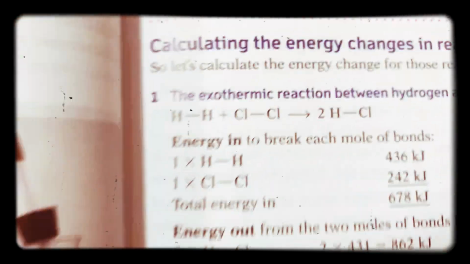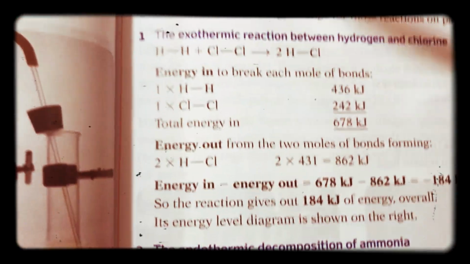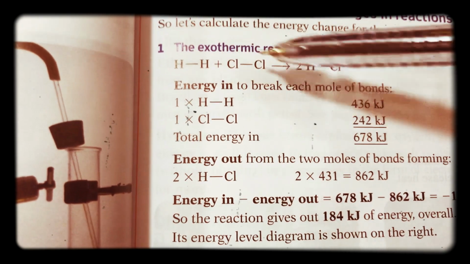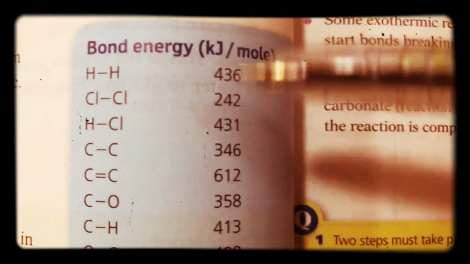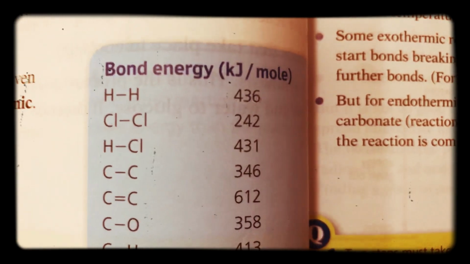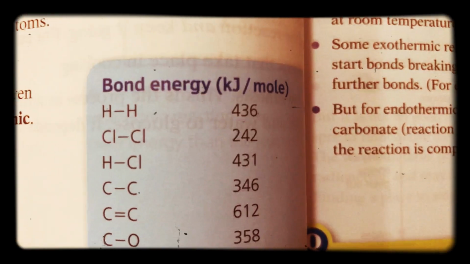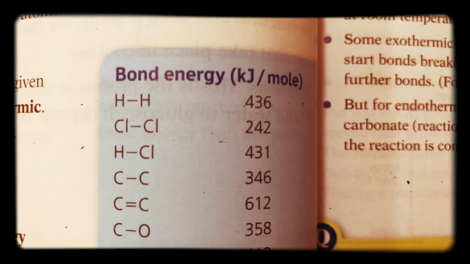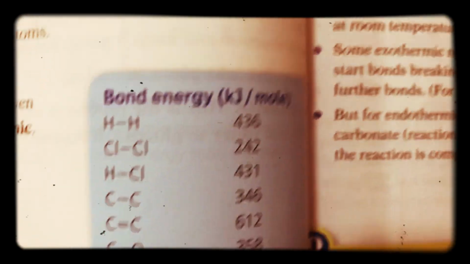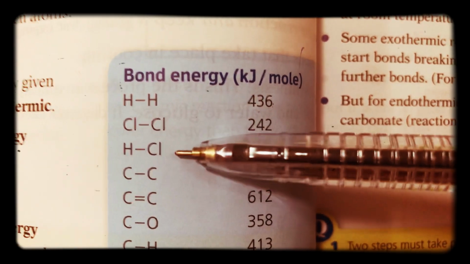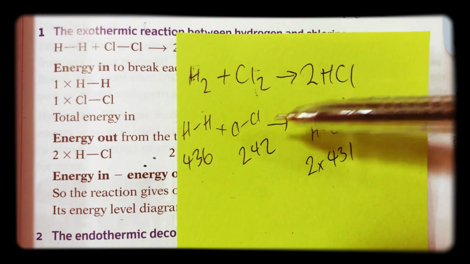Right, so now the reason why we need to know that is because we want to appreciate how many bonds there are that we need to deal with. So you can actually see that we've got an H-H bond here. Now, if we look at our chart over here, we can get some of these numbers. All right, so the numbers we need are 436. We need 242. And we also need 2 lots of 431. 2 lots of 431 refer to the fact that we're making 2 molecules of HCl for every molecule of H2 and molecule of Cl2.